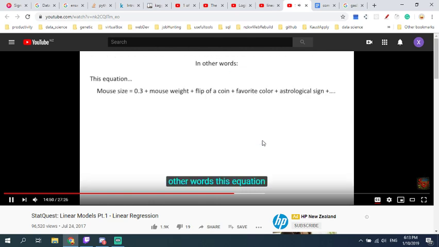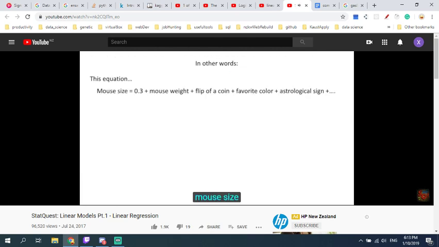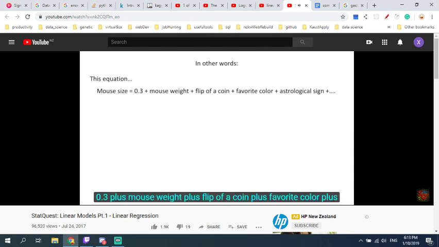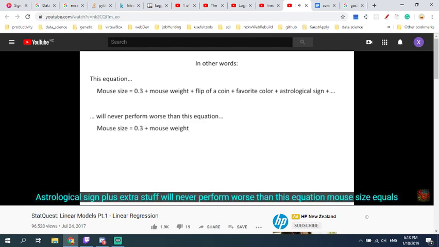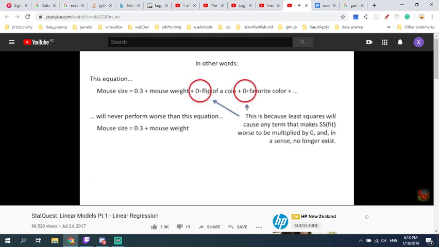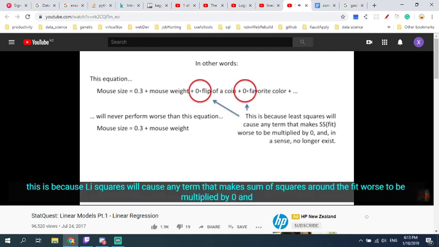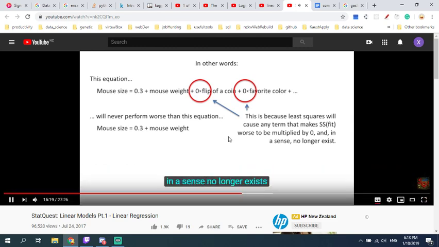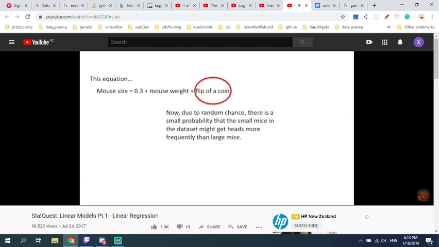In other words, this equation, mouse size equals 0.3 plus mouse weight plus flip of a coin plus favorite color plus astrological sign plus extra stuff, will never perform worse than this equation, mouse size equals 0.3 plus mouse weight. This is because least squares will cause any term that makes sum of squares around the fit worse to be multiplied by 0 and, in a sense, no longer exist.